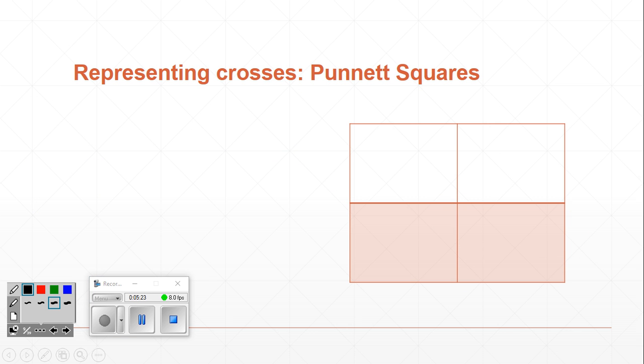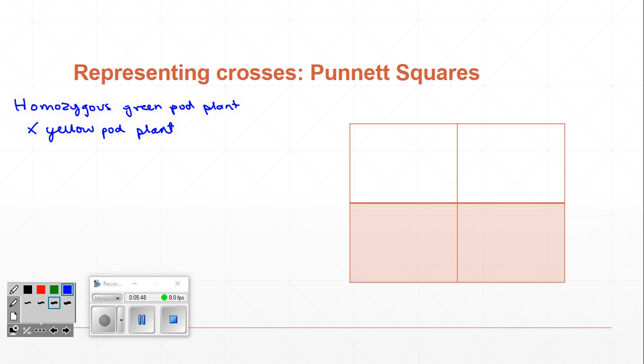So let's do another one. Let's do a homozygous green pod plant with a yellow pod plant. Still looking at Mendel's pea plants, the pod color is one of the other traits.